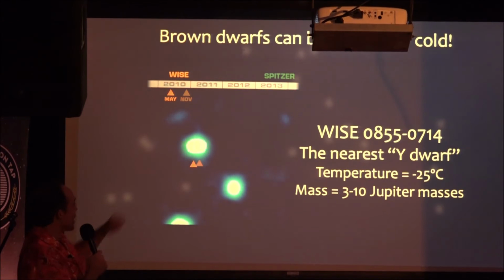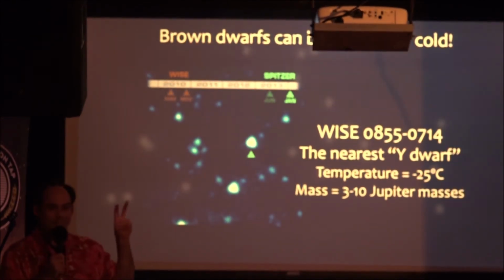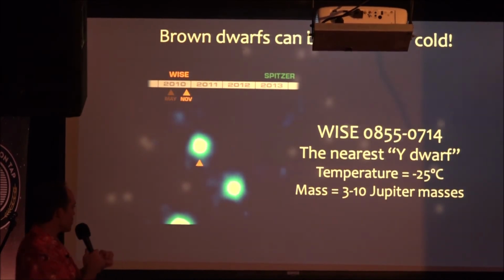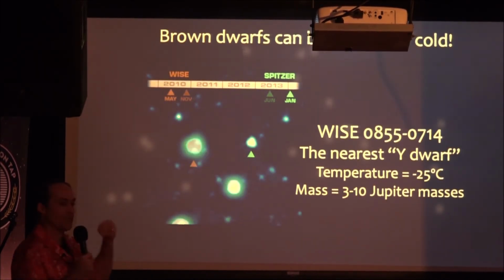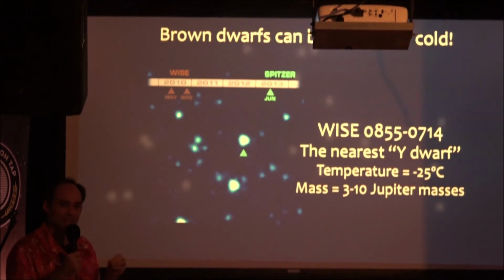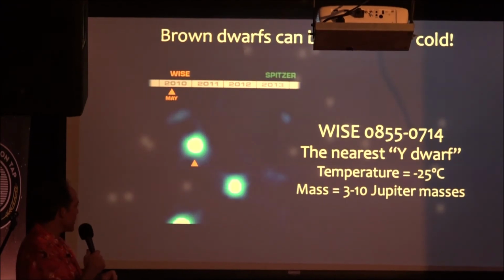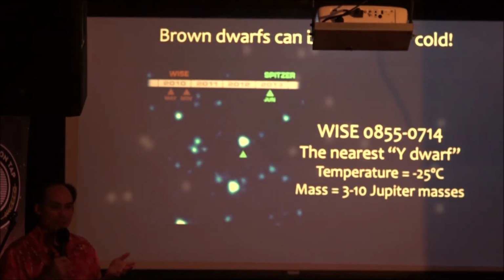So this is WISE 0855. This is one of the nearby brown dwarfs. It's the closest Y-type brown dwarf. That's another letter for the spectral sequence. And the graphic shown here is how we discovered it. It's actually moving. It's so close that you can see it moving across the sky if you take images over the course of a few years. And when we measure the temperature of the star, it's about minus 25 degrees Celsius.